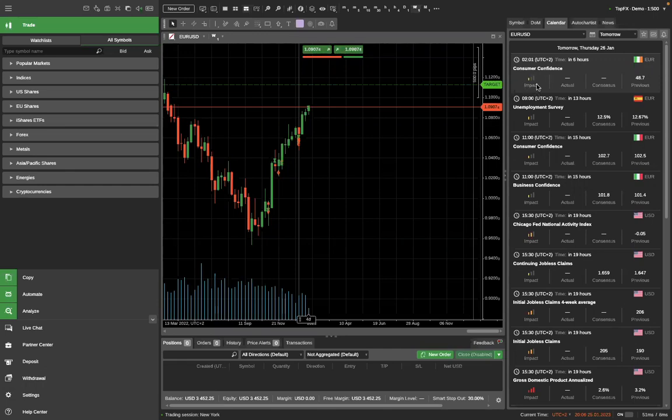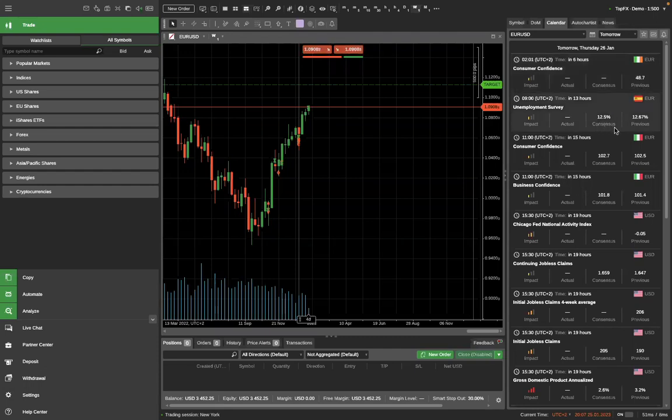Of course, we got the impact. How big will be the impact of this data release on the markets? As you can see, low impact. What will be the actual reading, and what was the consensus? That will be provided soon, and the recent number was 48.7, so that's the previous number.